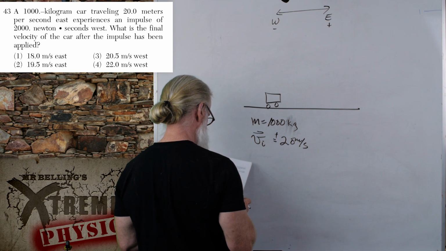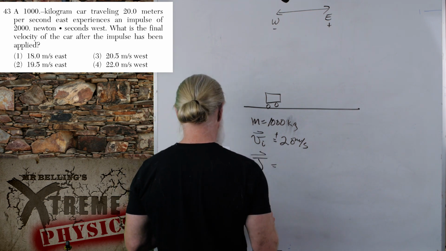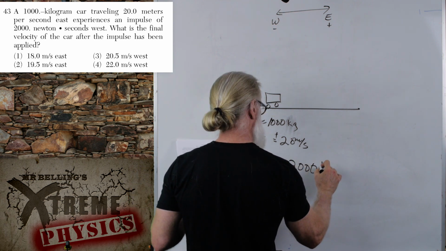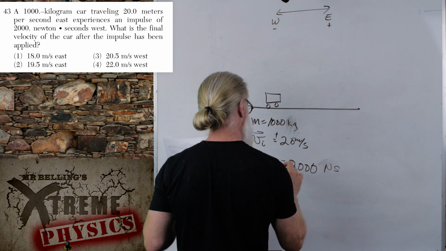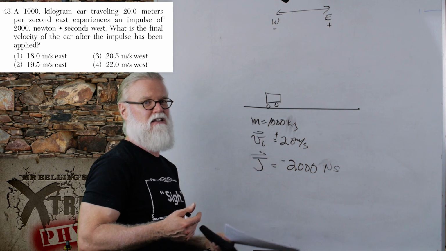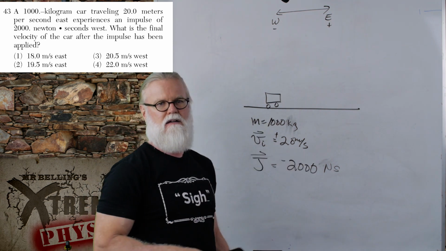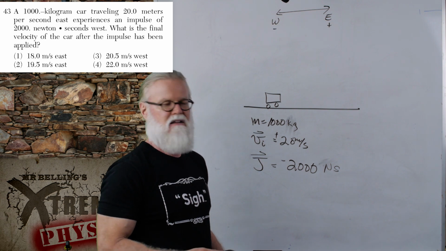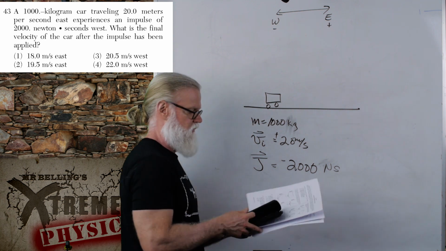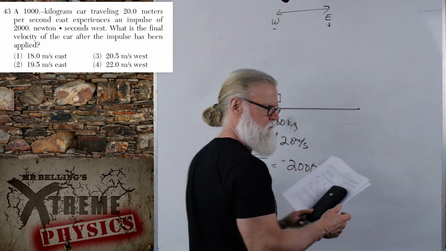All right. It experiences an impulse. Impulse is also a vector. 2,000 newton seconds west. Negative, right? I'm using negative as a proxy for west because my calculator doesn't understand west. It's not like Siri. West! Nothing, right? So it doesn't understand west. It does understand negative, right? Negative. Thank you very much. I fully understand that. See?